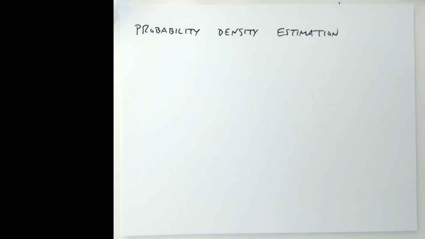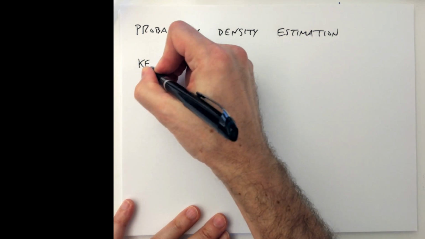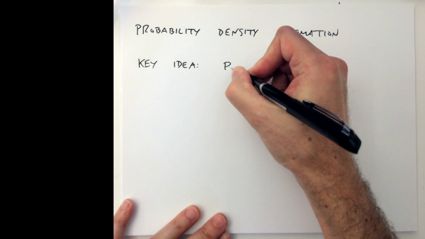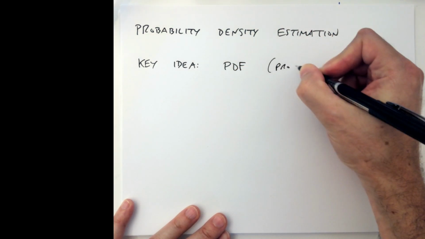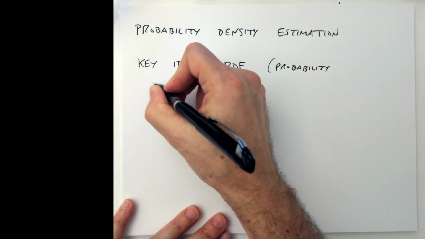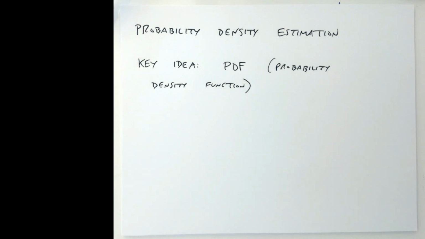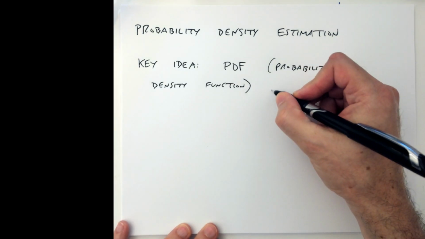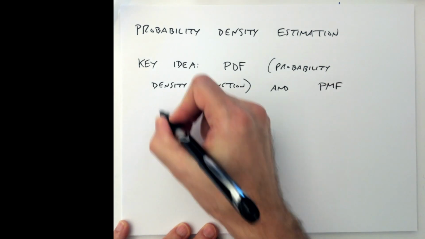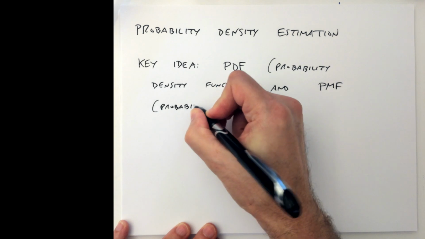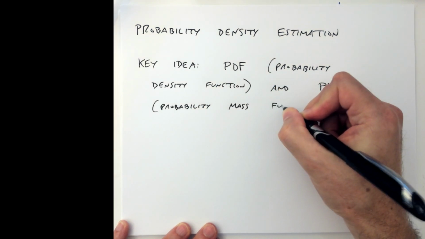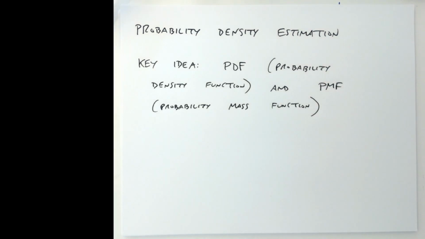So, the key concept of probability is what's called a PDF, probability density function. And when you first learn about probability, you also probably learn what was called a probability mass function, PMF. And the difference between these two things is whether your random variable is discrete or continuous.